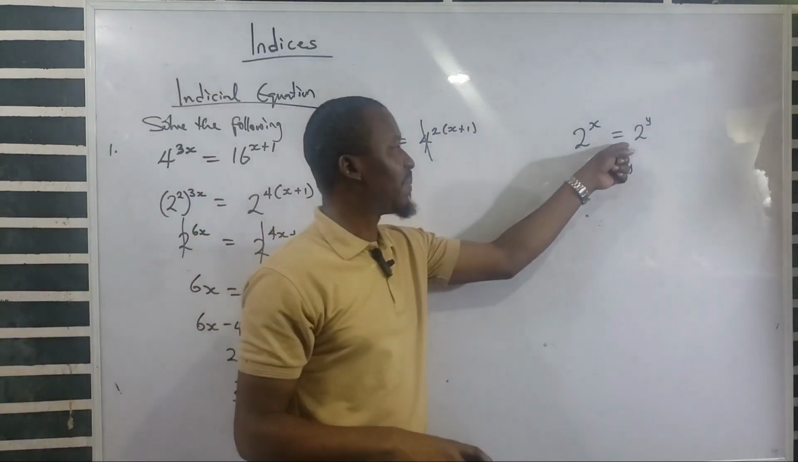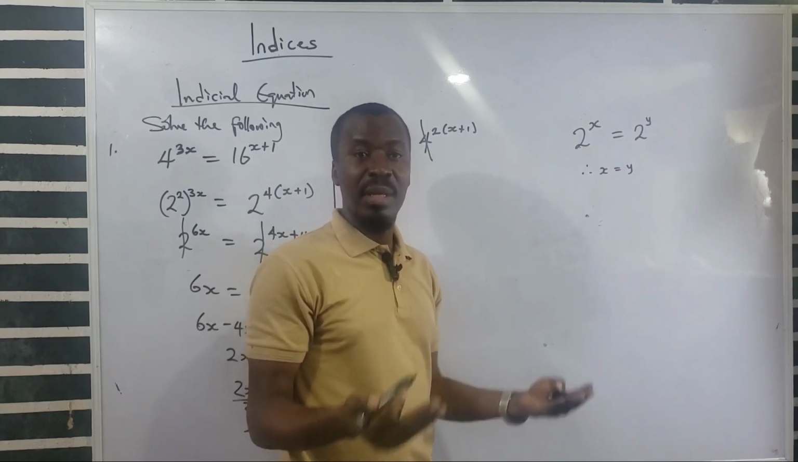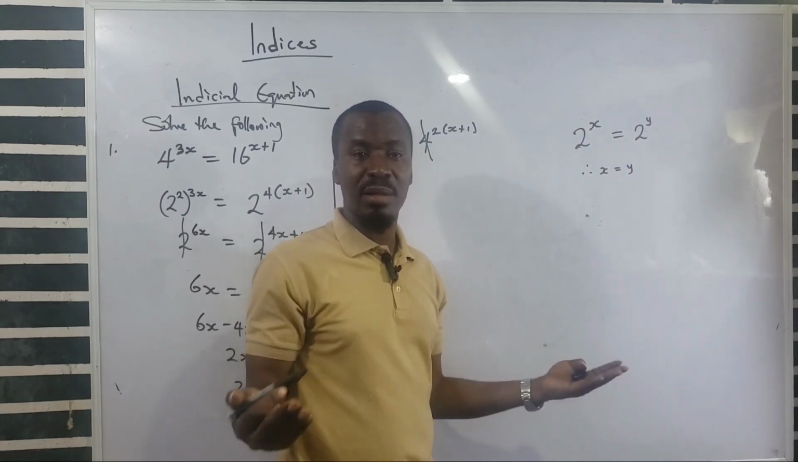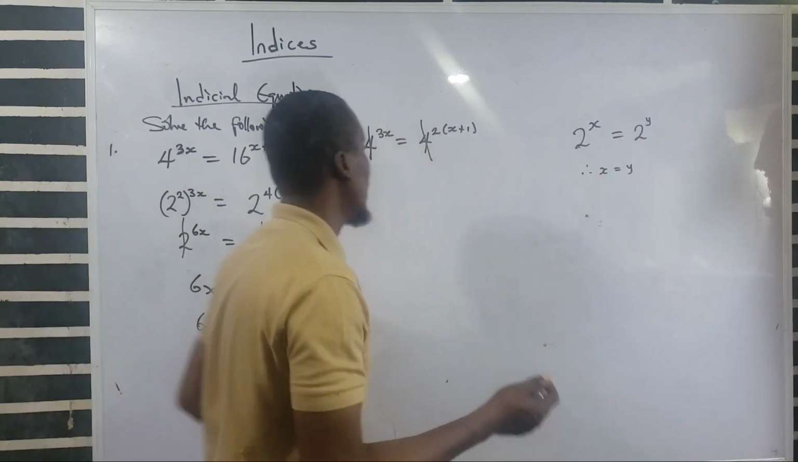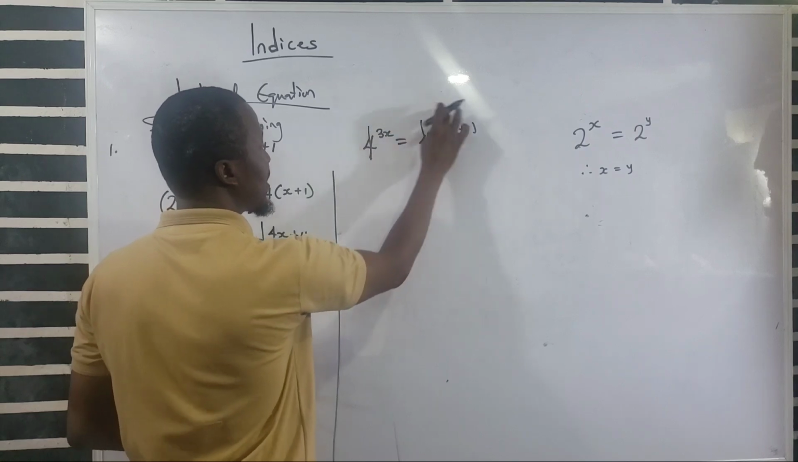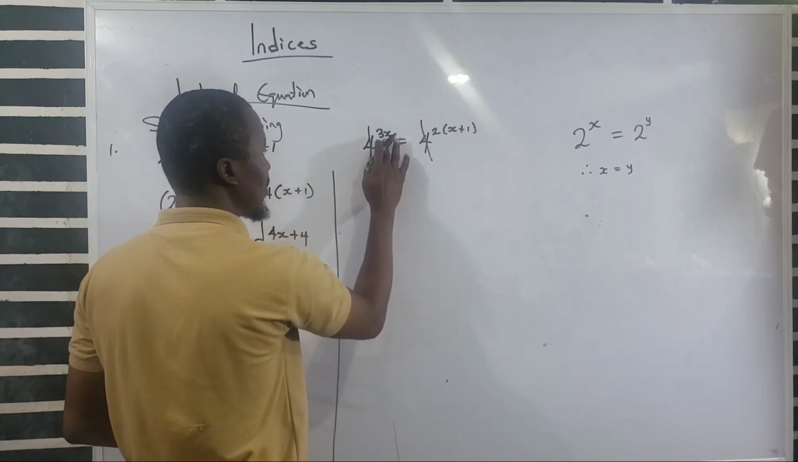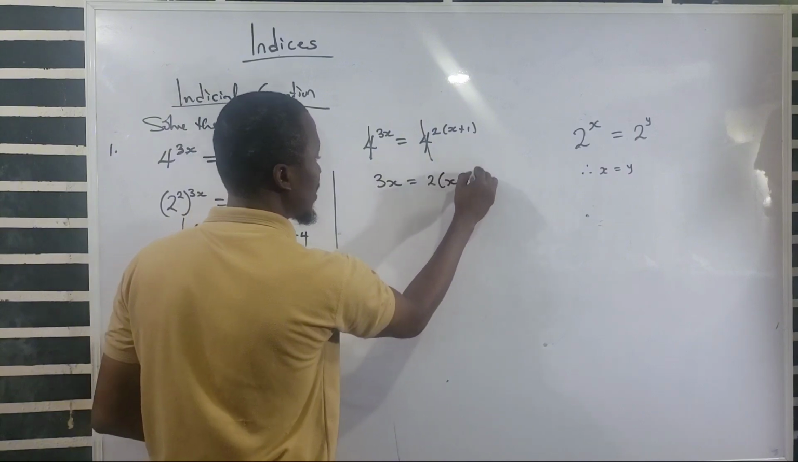Rather, this is the principle we are using there: if the bases are the same, it simply means that the indices are the same, so long as this is equal to this. So that's the principle that we are using. If the bases are the same, it simply means that the indices are what? The same. So 3x equals 2 into x plus 1.